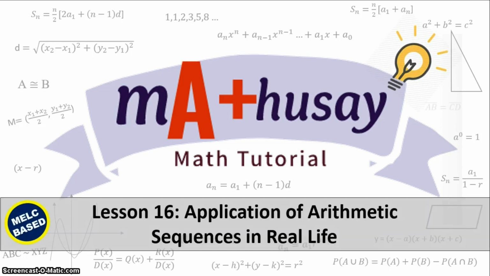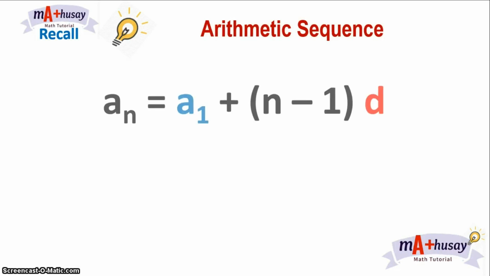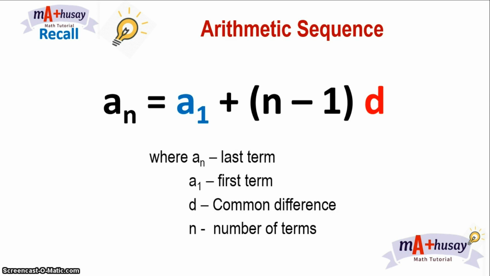In this episode, you will learn how to solve real-life problems involving arithmetic sequence. Let's begin. We know that the arithmetic sequence formula is a sub n equals a sub 1 plus the quantity of n minus 1 times the common difference. We are going to use this formula in solving the following problems.